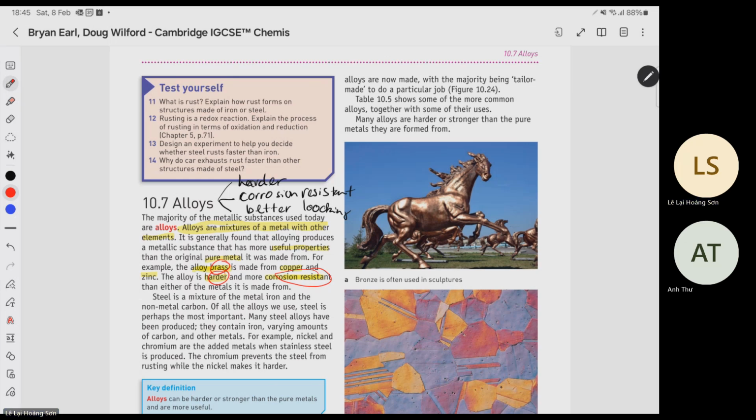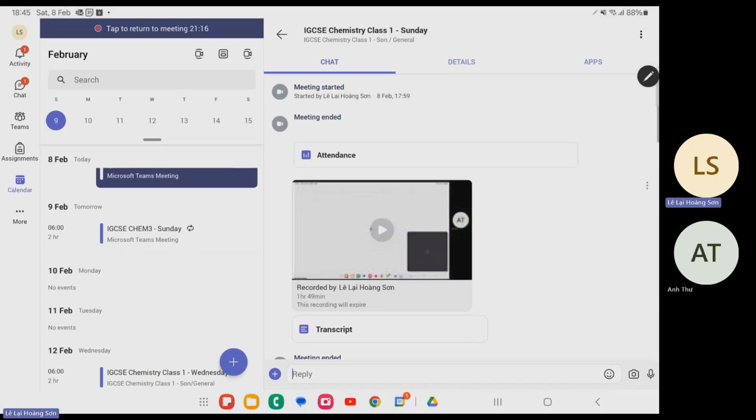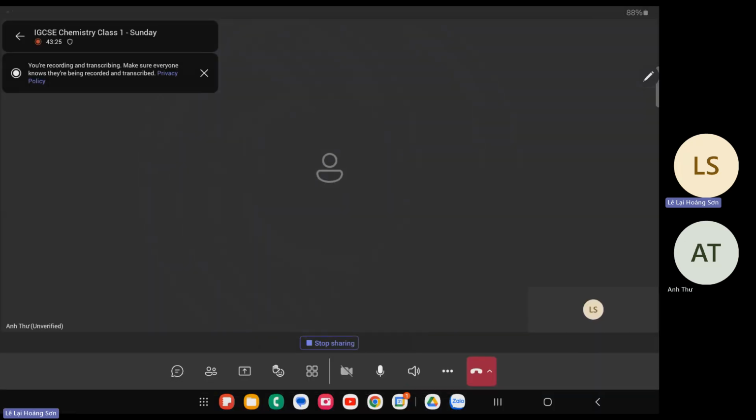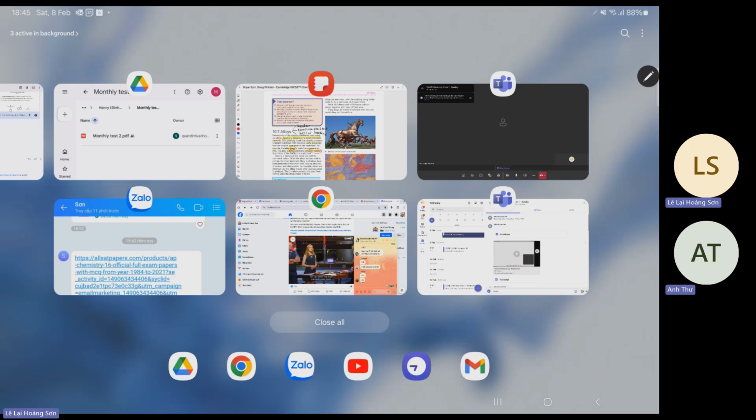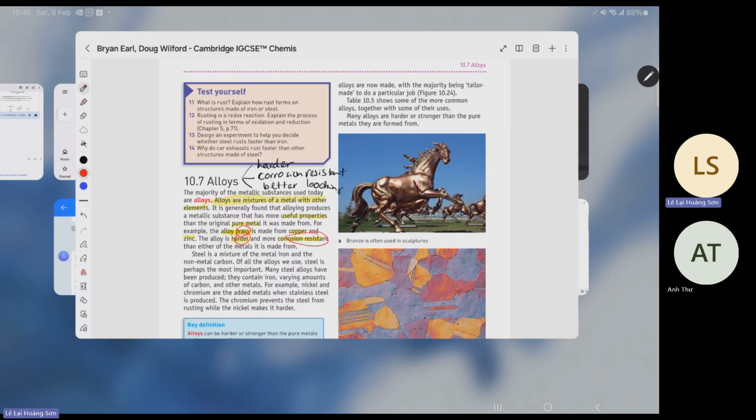Hello. Oh, let me check on Edward whether she's here. Okay, she's not here. Okay. Anton, have you ever heard of stainless steel before?